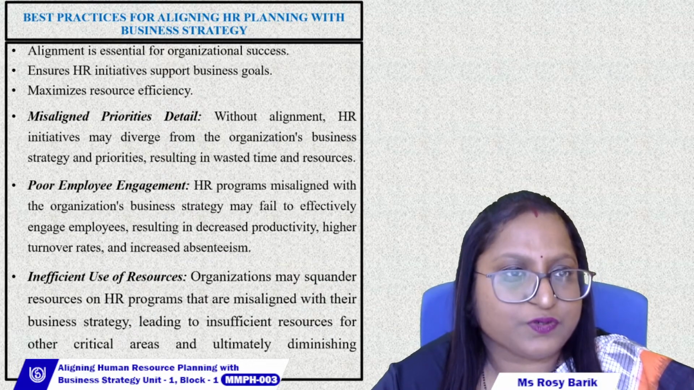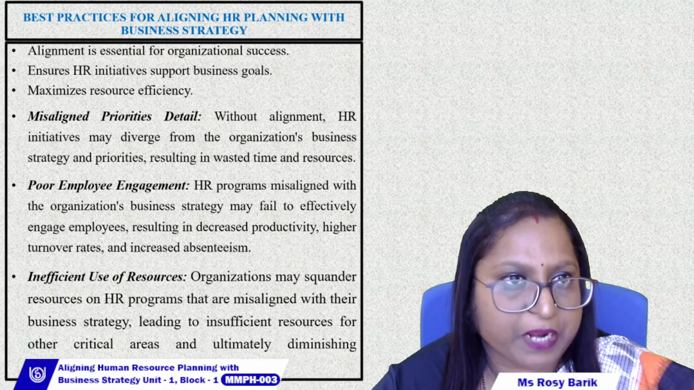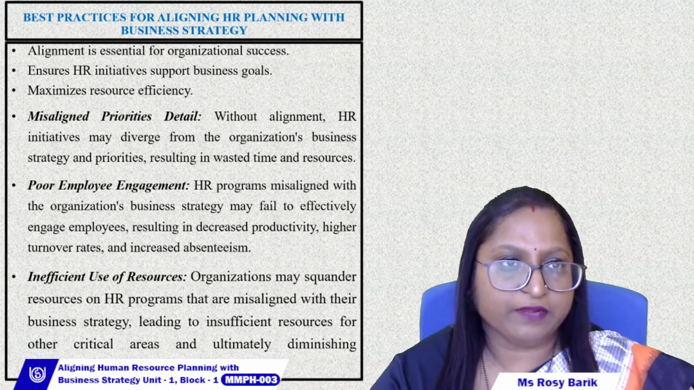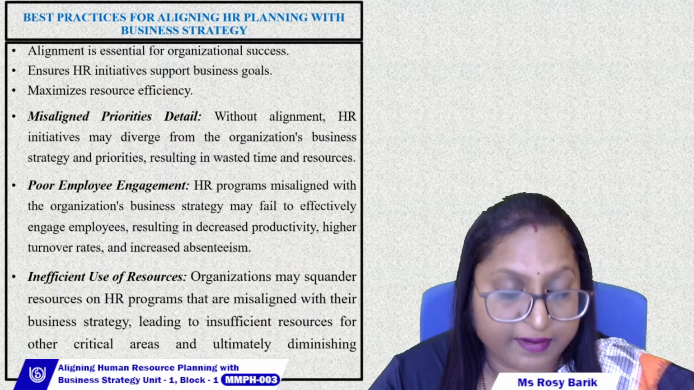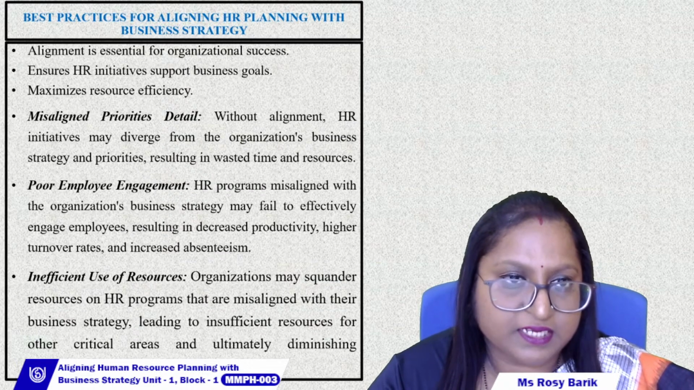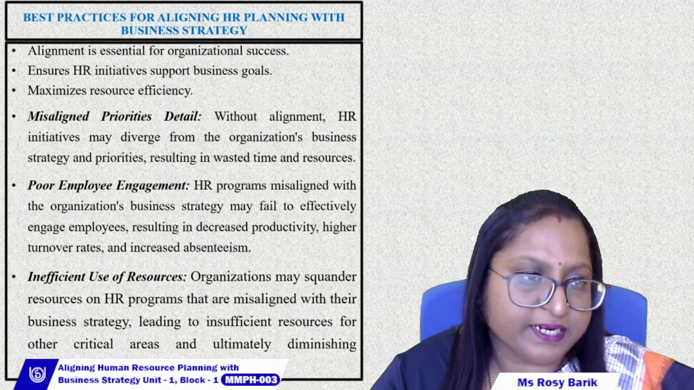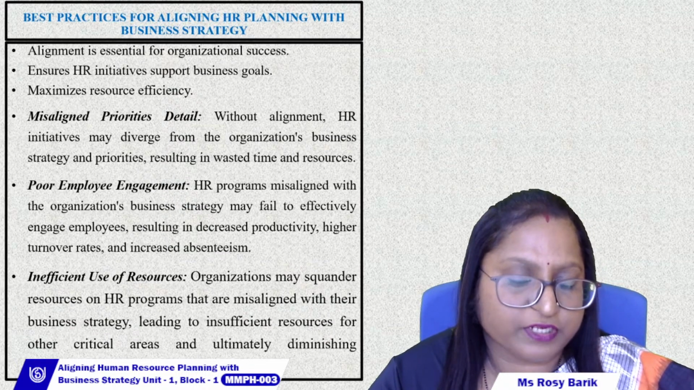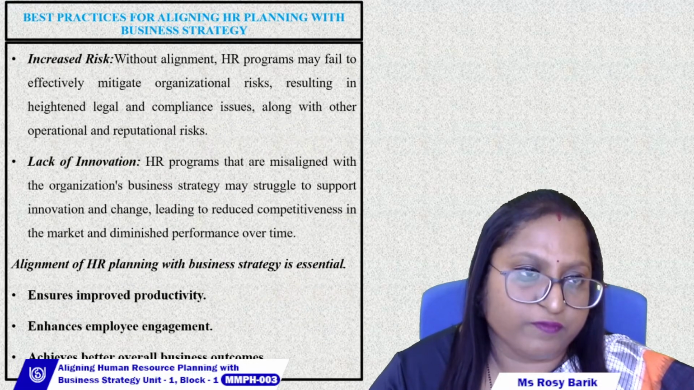But if there is not a proper alignment of HR planning with business strategies, or there is a failure of alignment, this can result in a number of risks and negative consequences to the organization, such as misaligned priorities, poor employee engagement, inefficient use of resources, increased risks, and lack of innovation.